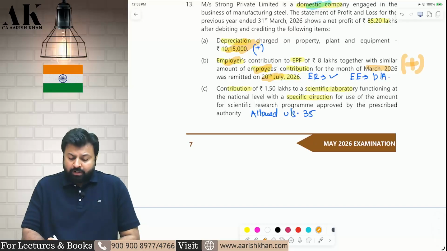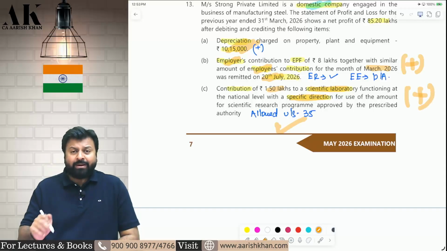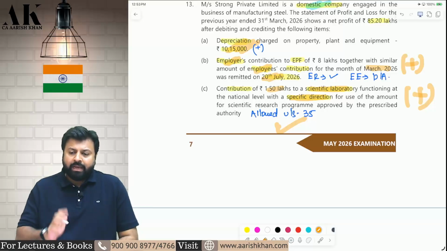Then you are giving some contribution of 1.5 lakh to a scientific laboratory, scientific research association, etc. Therefore, that is allowed under section 35, but in 115BAA it will be disallowed. Be very careful. In 115BAA it is not allowed as a deduction.